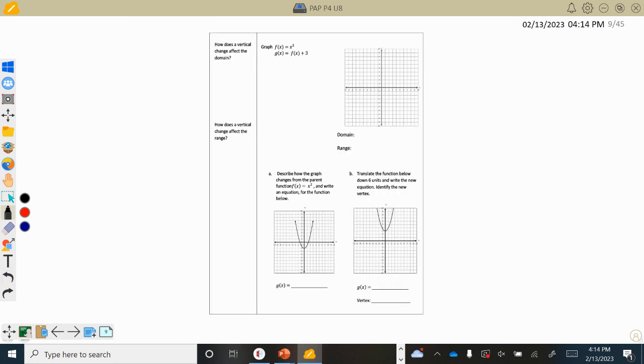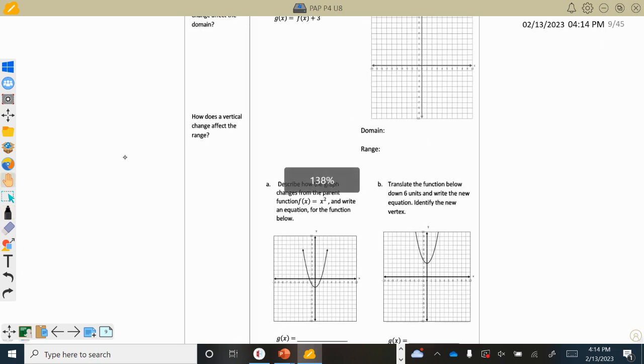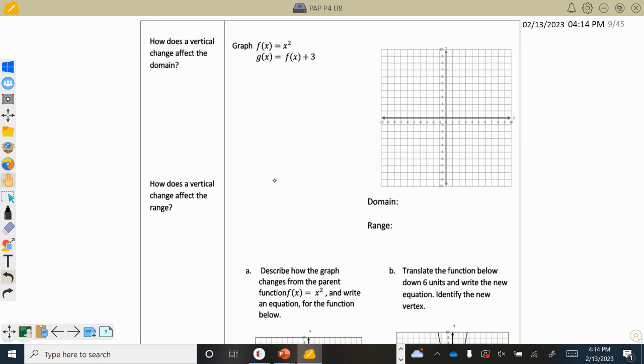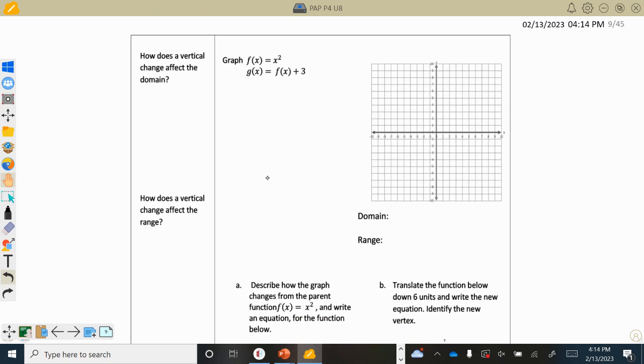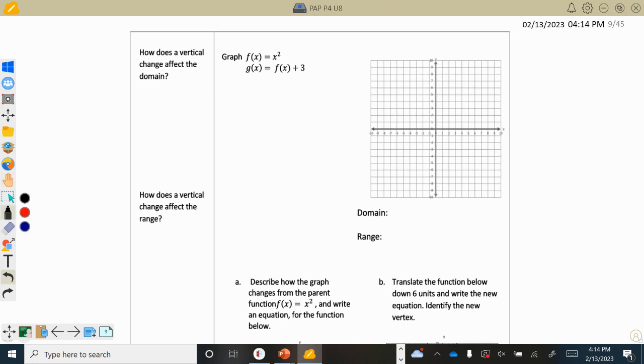All right, let's flip on over to the next page, page 8. Again, we're going to start with our parent function. We're going to graph our parent function first, just so we can see our changes.